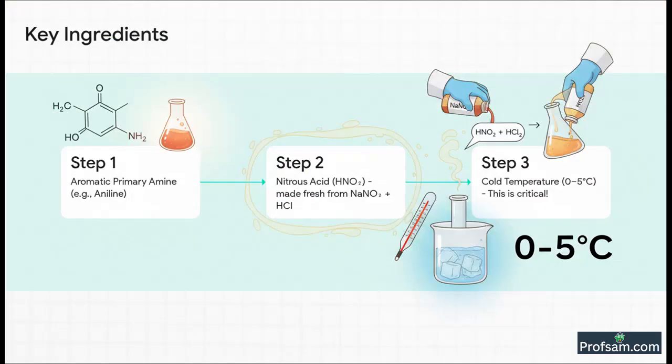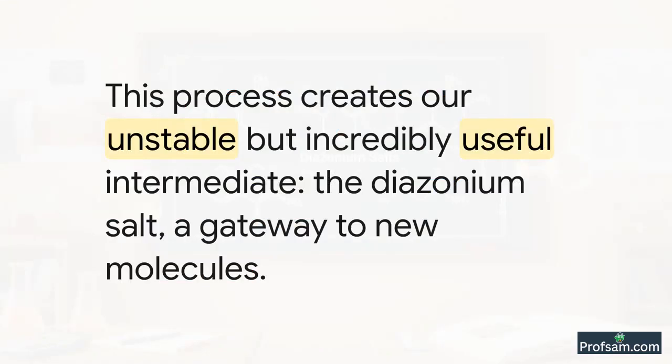Simple as that. All right, so what do we need for this reaction? What are the key ingredients? First, we need an aromatic primary amine. A classic example is aniline. Second, we need nitrous acid. Now, nitrous acid is a bit unstable, so we prepare it fresh or in situ by mixing sodium nitrite with hydrochloric acid. And third, and this is absolutely critical, the reaction needs to be kept very cold, between 0 and 5 degrees Celsius. And when these three ingredients come together under these cold conditions, the transformation happens.